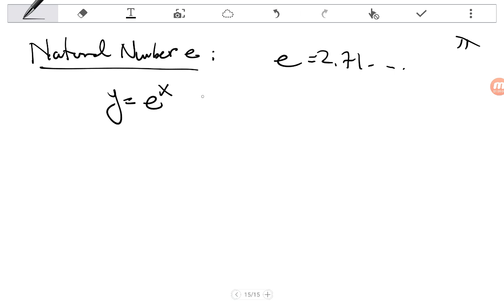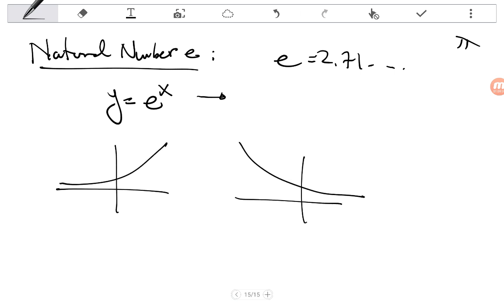Why? We will know that this function is the only function that has its derivative the same as itself. It is the only function. What is the derivative? We'll know in 10 minutes from now. So y is equal to e power x. Now this e is 2 plus, what would be the graph of this function? Would it be like this or would it be like this? Can you remember?